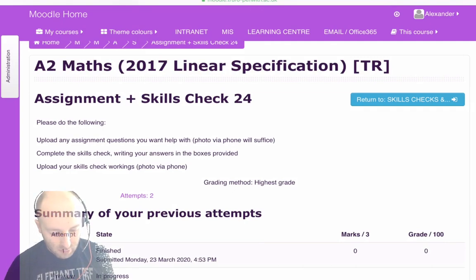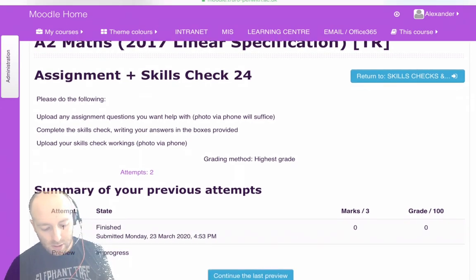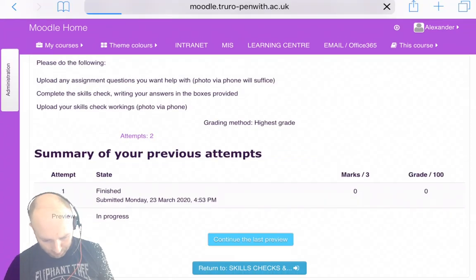So it says, please upload the assignment questions you want help with. So if you get stuck on any, you can upload a photo of them. Complete the skills check, writing the answers in the boxes provided, and you need to upload a photo of your skills check and workings so that we can mark it. So I'll show you quickly what it looks like.